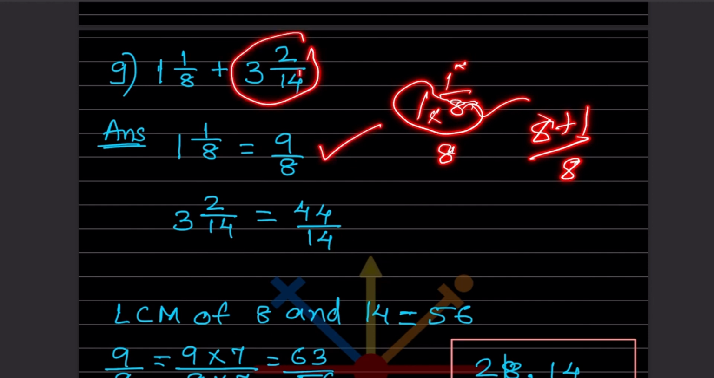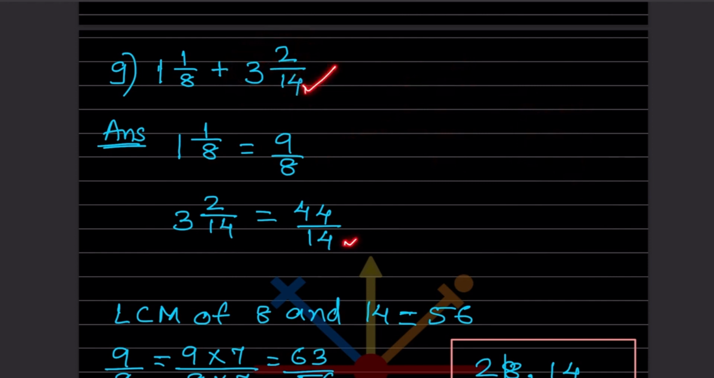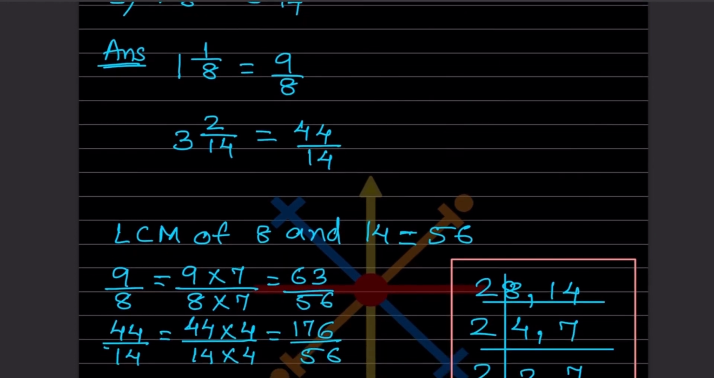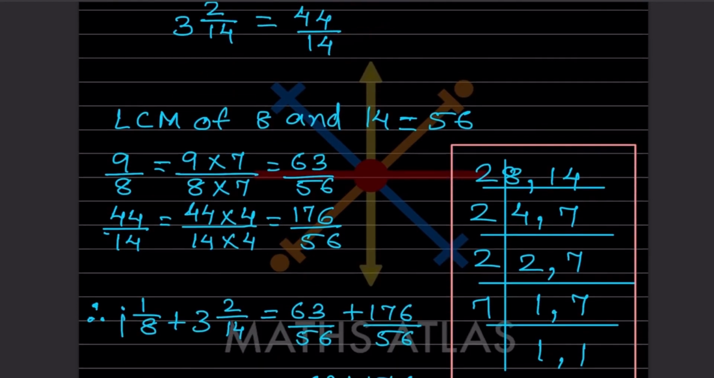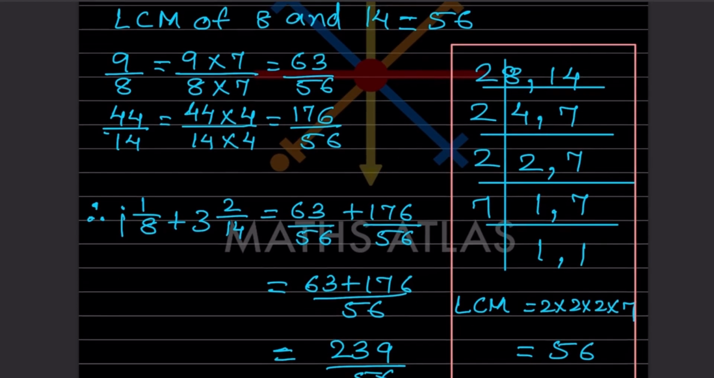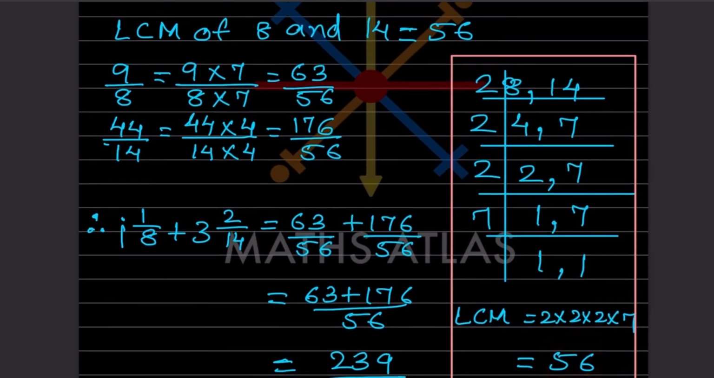Again for this one, 14 times 3 is 42. 42 plus 2, 44. 44 divided by this denominator. So here, rest everything is same. You have to just add it after taking the LCM. Here what are you going to do? 8 and 14, you are going to take the LCM of 8 and 14. So you took the LCM of 8 and 14 and you got 56, and then you are going to add.